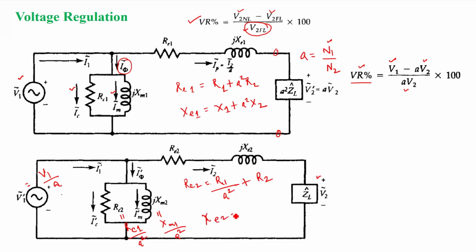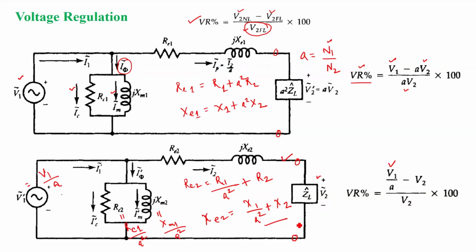And XC2 is nothing but X1 by A², already we have seen this, just for your remembrance I'm writing this. So this is your equivalent circuit referred to the secondary side. And for this circuit, if we find the voltage regulation, at no load condition your voltage will be V1 by A.